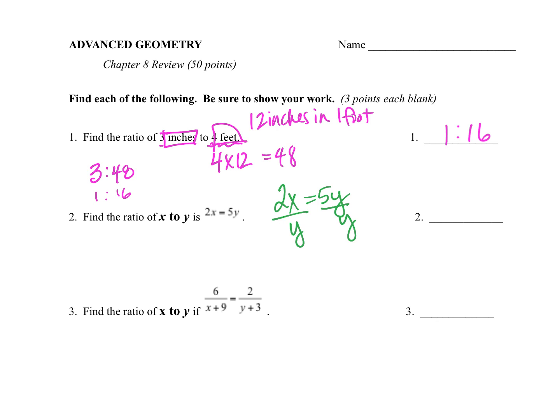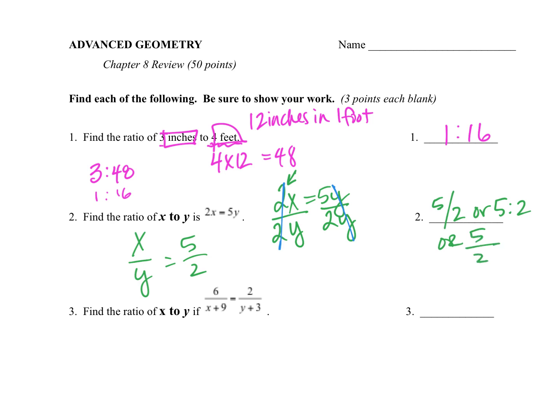Then I need to get rid of the 2 in front of the x, so I'm going to divide by 2. Now some of these things are going to cancel out, which will be really nice. 2's will cancel, y's will cancel. So now I end up with x to y, x over y equals 5 over 2. 5 over 2, or 5 to 2, or 5 over 2 if you don't like the slash.